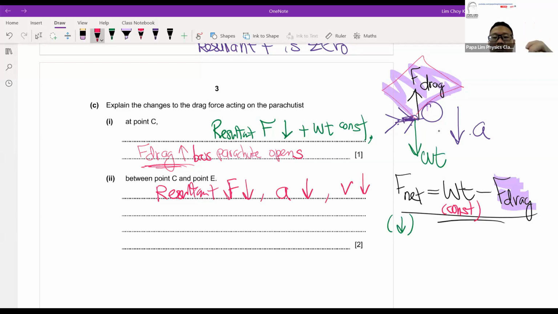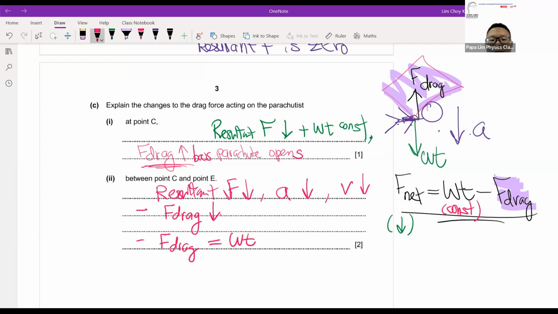So when the speed of the parachutist is decreasing, you'll find that the drag force will also be decreasing. Okay, so as the drag force decreases, the whole cycle will repeat again, whereby the resultant force will decrease, acceleration will decrease, velocity will decrease, and the drag force will decrease. And eventually, the drag force will balance with the weight of the parachutist.